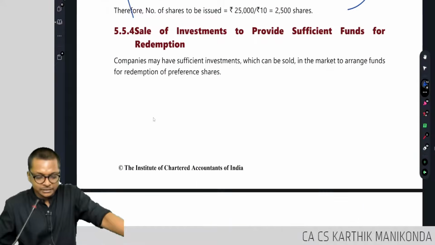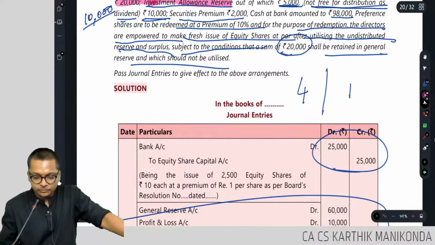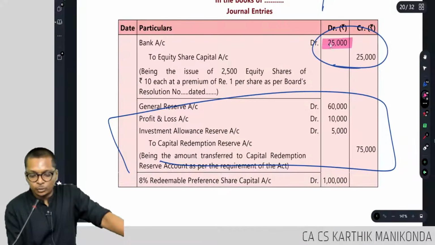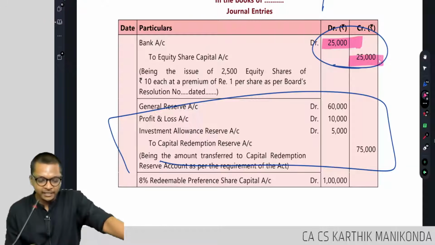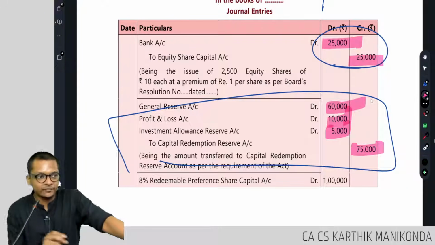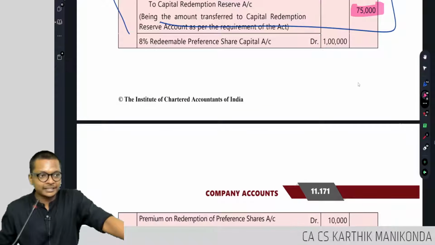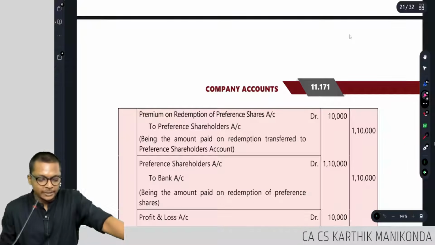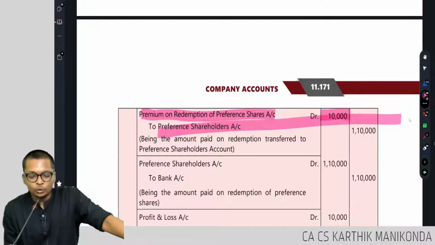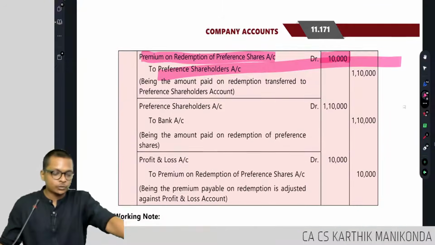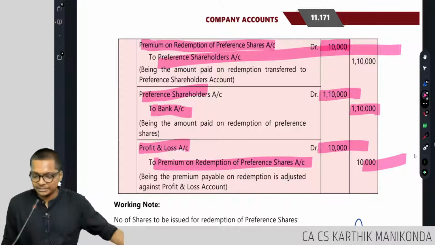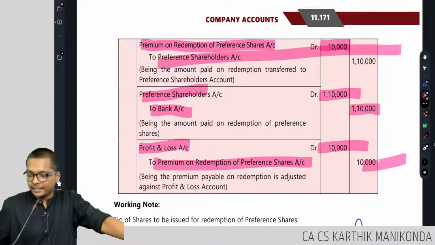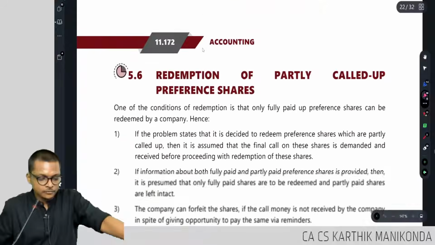Now all the entries are normal. If you look at the entries, fresh issue will be 25,000. Online, if you got the answer before I solved it, type yes sir, I got 25, 75. Then 75 is transferred to CRR. Preference shares redeemed: 1 lakh preference share capital account debit, premium on redemption 10,000, to preference shareholders 1 lakh 10,000. My payment is preference shareholders to bank 1 lakh 10,000, and profit and loss transferred for premium 10,000 rupees. Are you guys understanding? Clear? Okay. Fine.